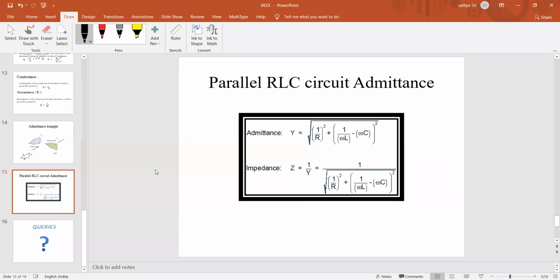Parallel RLC circuit admittance is nothing but the square root of 1 by R whole square plus 1 by XL minus XC whole square. XC is nothing but 1 by omega C. Therefore, 1 over 1 by omega C should again be reflected as omega C. That is your admittance part.